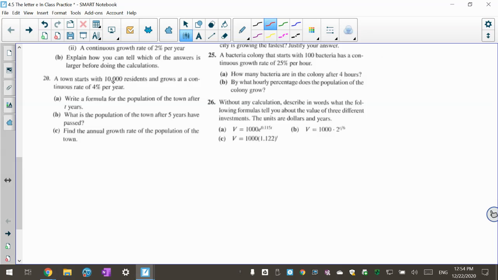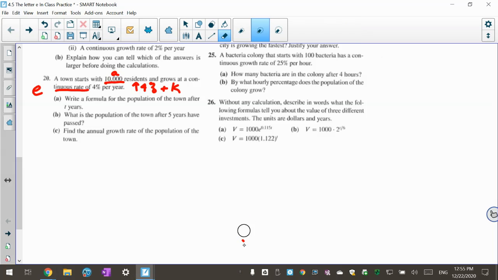As you read this, if it starts with 10,000, that's my initial value, that's my A, and it grows at a continuous rate, so I know that's base e. If it's growing 4%, that means I'm going to have a positive k, and I'm going to change it to a decimal. It says, write a formula of the population after t years. So we're going to use P's and T's.